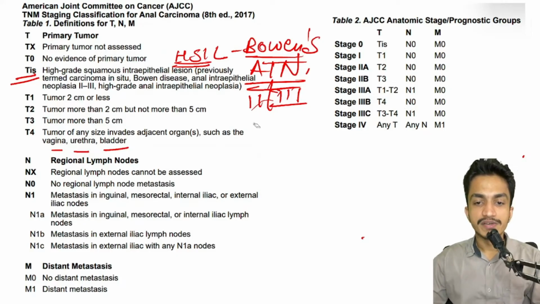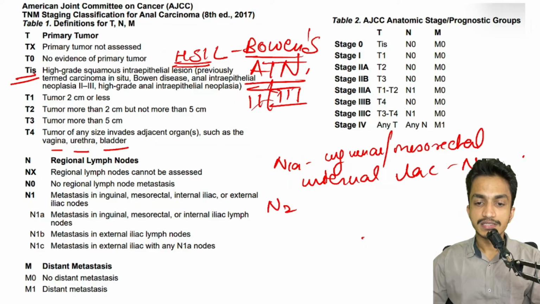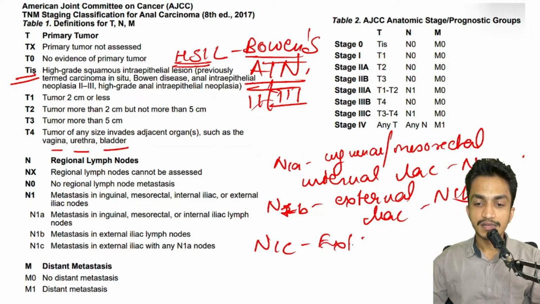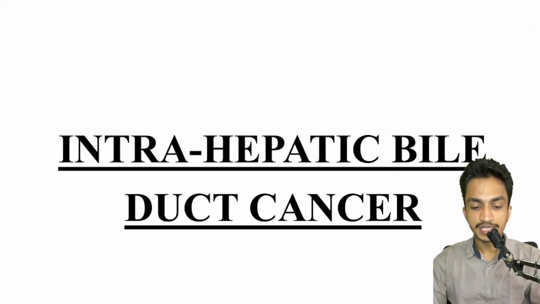And in lymph nodes, if it is into the inguinal, mesorectal, internal iliac, it is N1A. If it is into the external iliac, it is N1B. And if it goes into the external iliac with any of the N1A lymph nodes, then it becomes N1C. So this is regarding the anal canal carcinoma TNM staging.